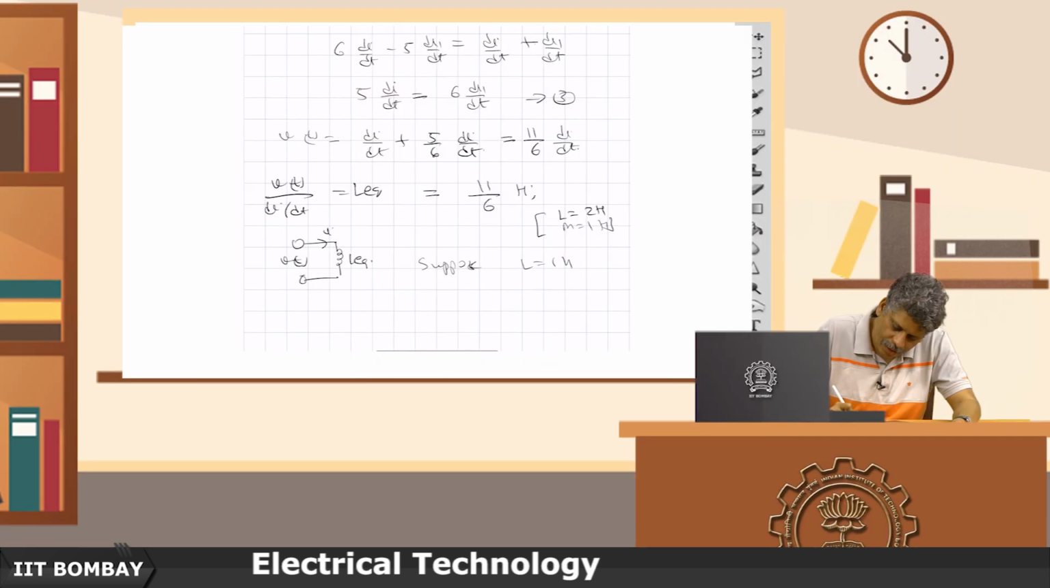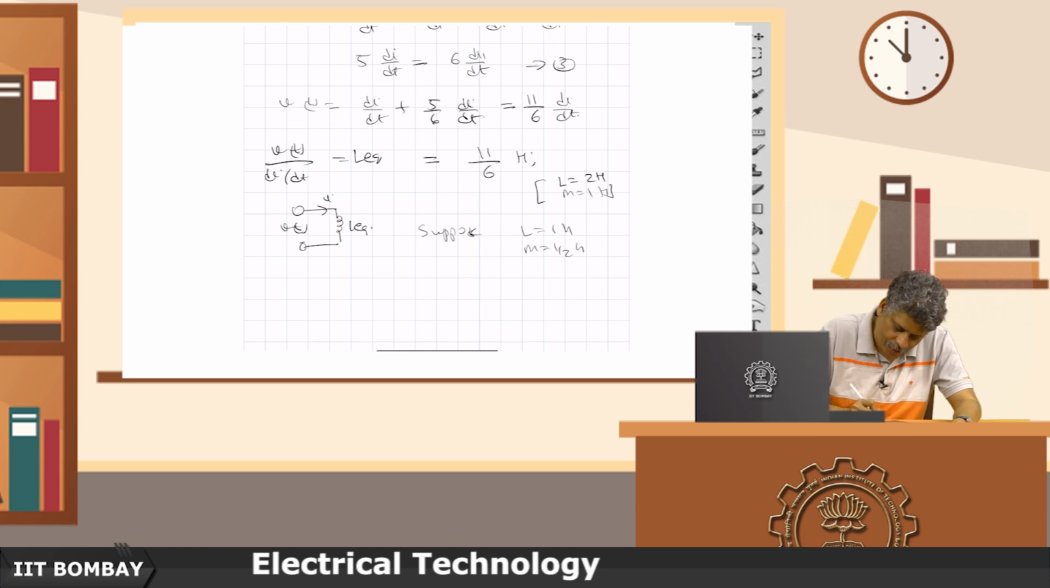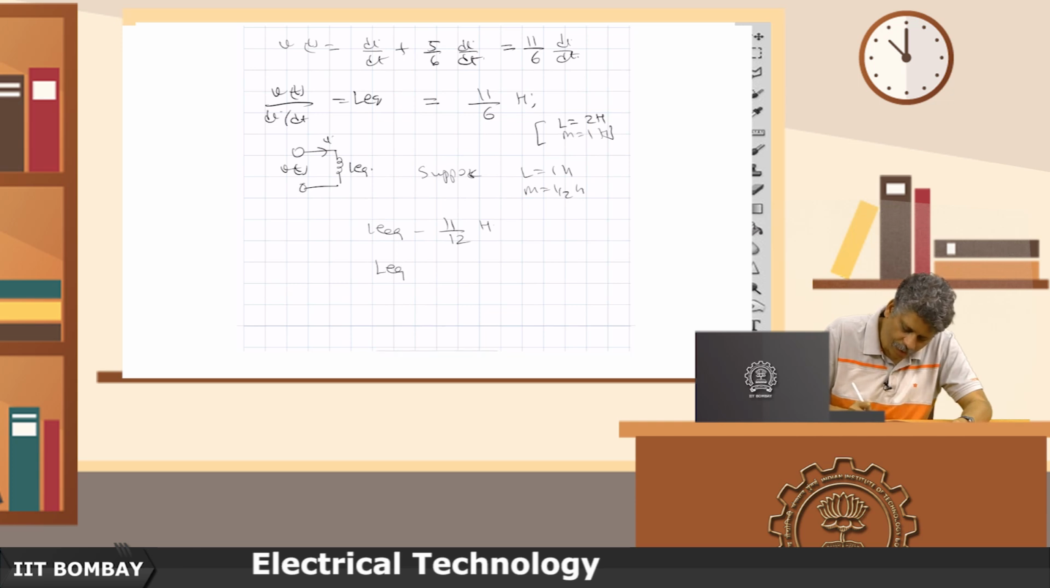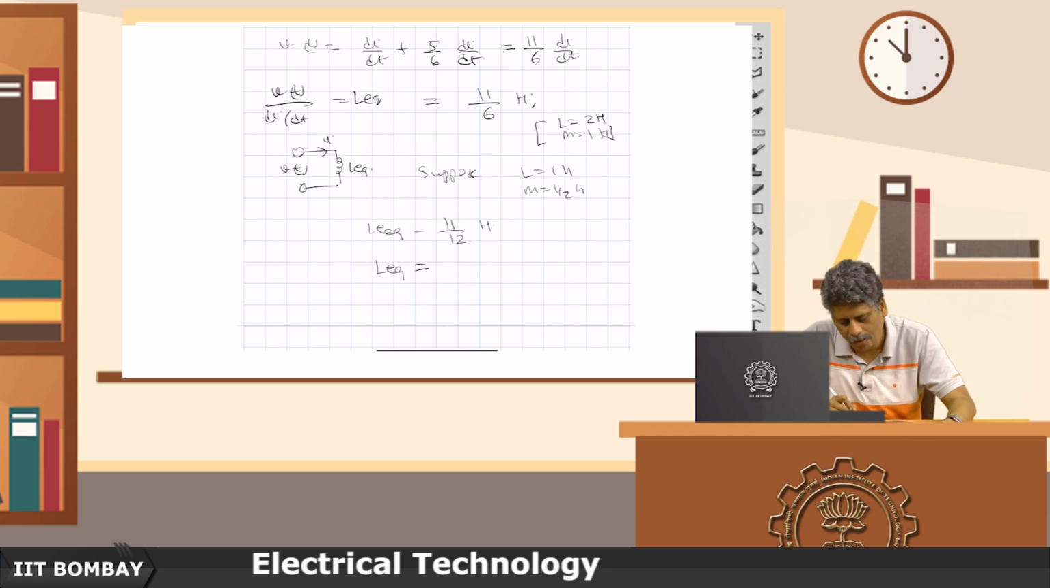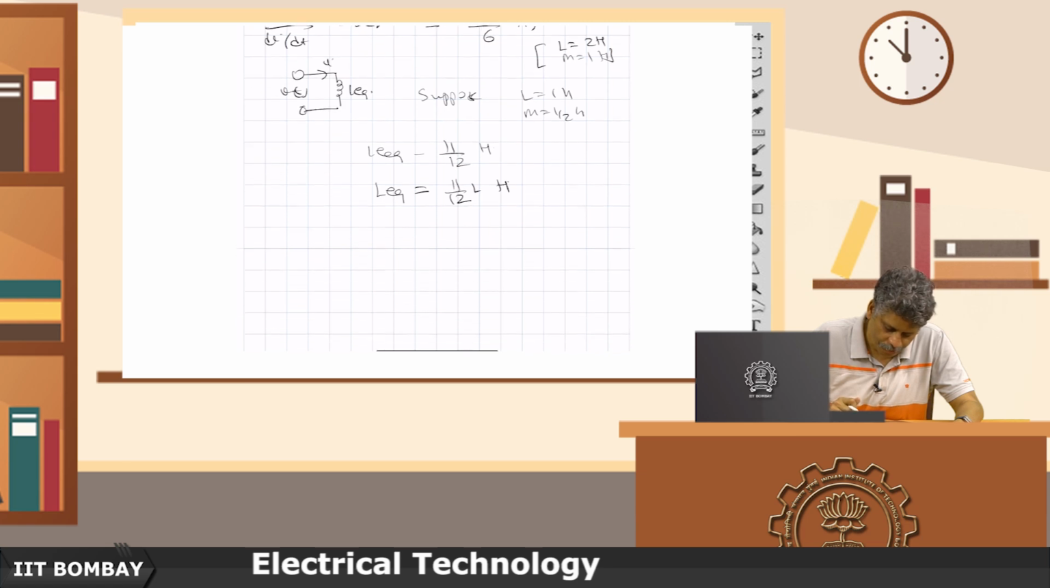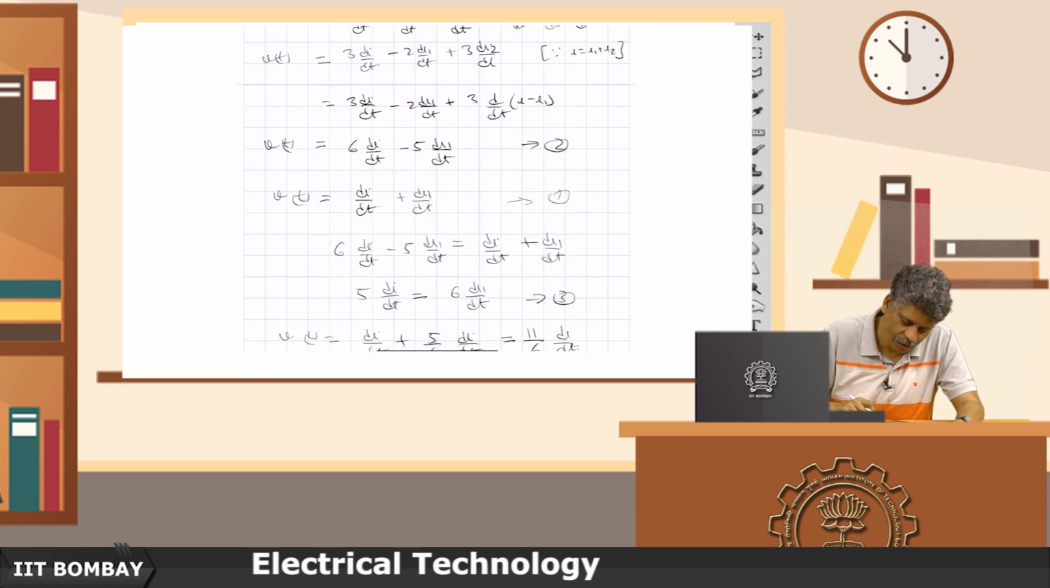Suppose L was 1 Henry and M was half Henry, then everything being half, the L equivalent would turn out to be half of this value 11 by 6, which will be 11 by 12 Henry, and hence if all the inductances were L and all the mutual inductances were L by 2, then the L equivalent will turn out to be 11 by 12 times L Henries. So, this is going to be my equivalent inductance of this coupled circuit.